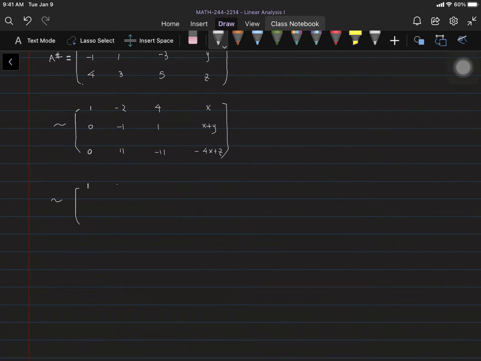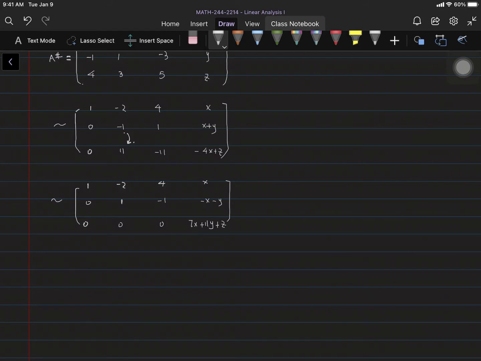Row echelon, what is the next step? We want to make a leading 1 in the second row, so times negative 1 for the whole row. Okay, and we can use this to make that 0 times 11 idea, right? 11, and this becomes 0, and this becomes what? 7x plus 11y plus z.